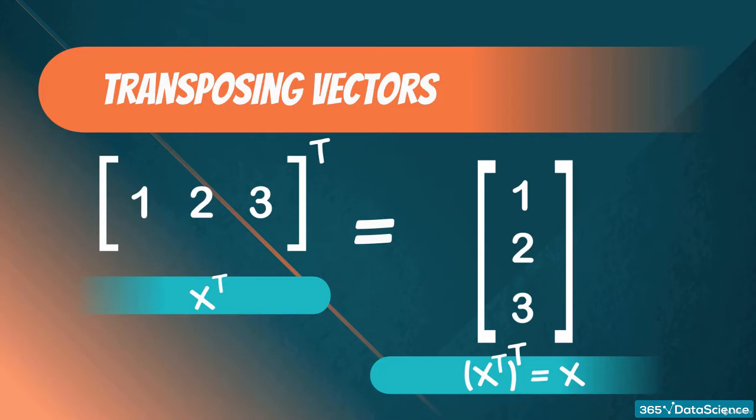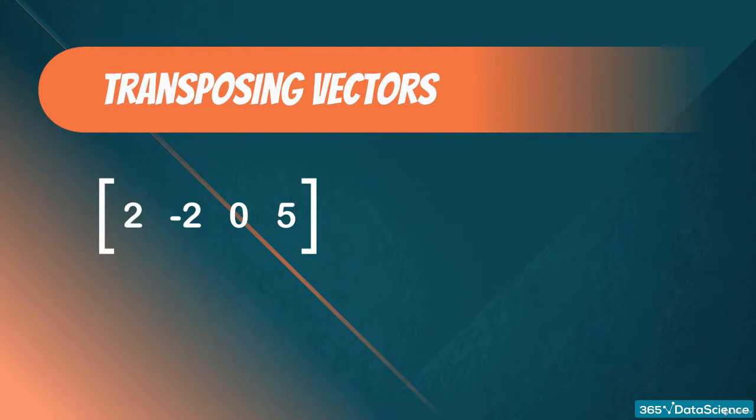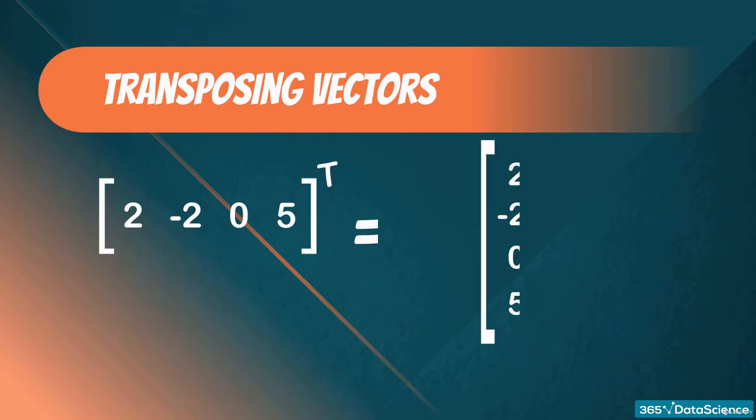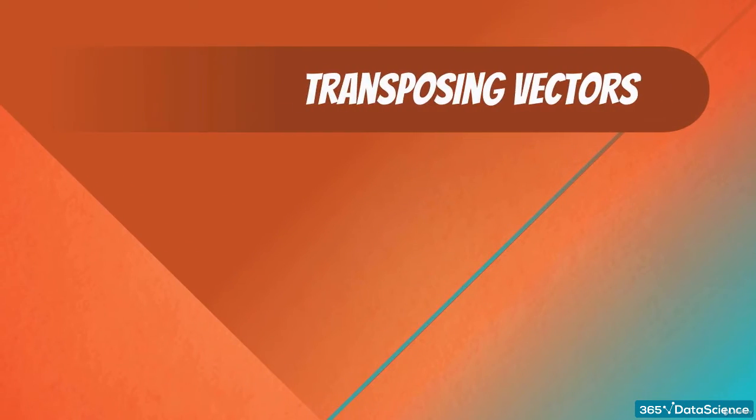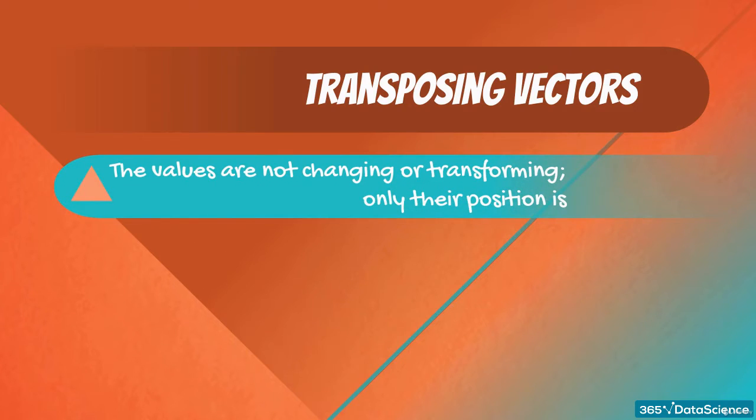How about another example? The row vector 2, minus 2, 0, 5, when transposed, becomes the column vector 2, minus 2, 0, 5. Very easy, right? However, there are several very important considerations here. First, when we transpose a vector, we are not losing any information. The values are not changing or transforming, only their position is.